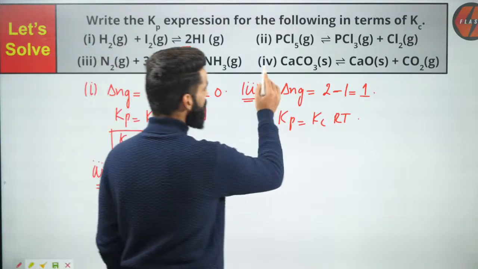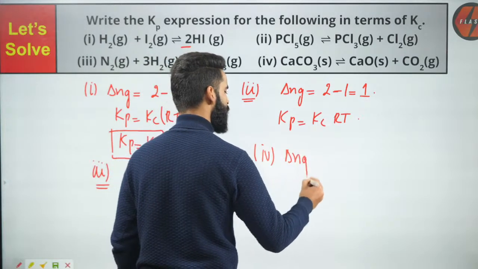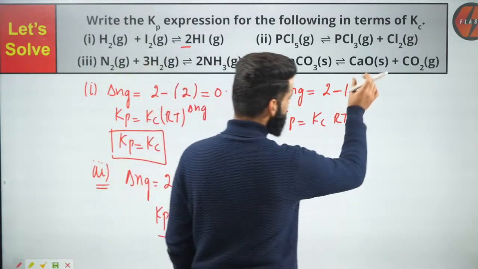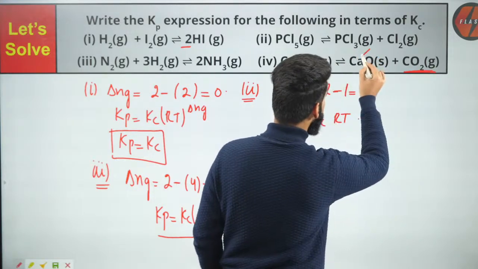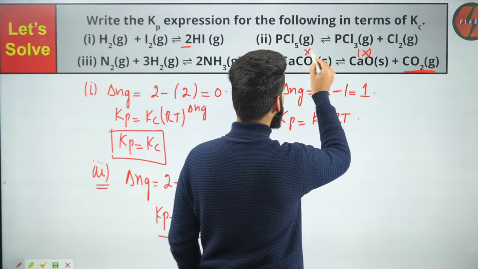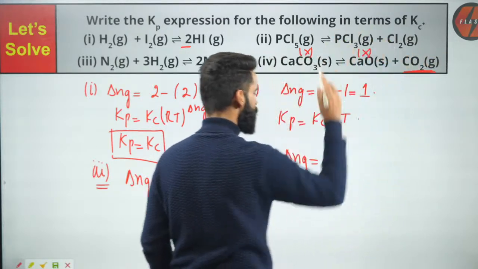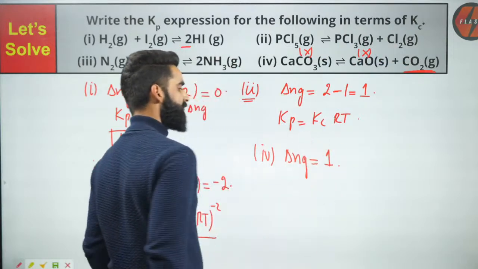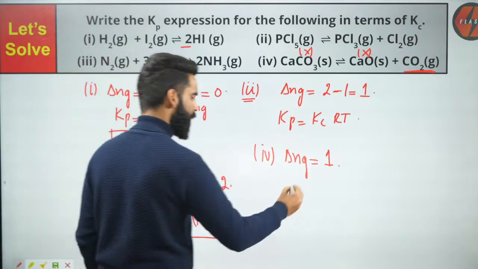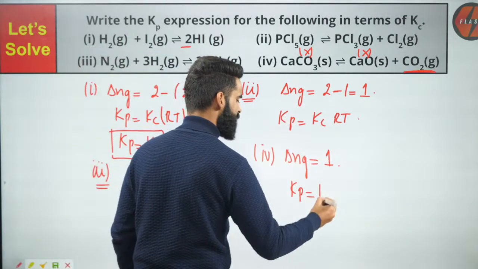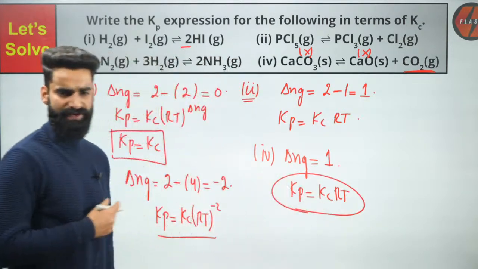Now people, what about the delta Ng for the last reaction? Isn't it going to be number of moles of gaseous products? Since this is solid, I've got nothing to do with it. So the only gaseous component over here is carbon dioxide, and how many moles of it do we have? Only 1. So the delta Ng value is 1 for the fourth reaction. If delta Ng is 1, I can simply write Kp will be equal to Kc RT to the power 1. This will be the expression for the fourth reaction.